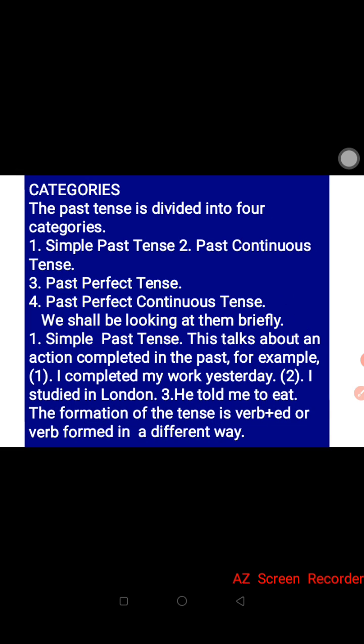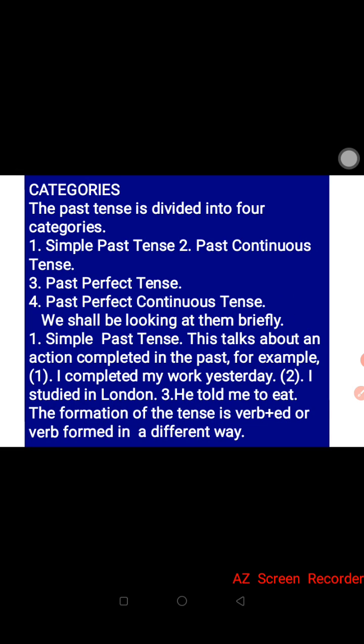Let's look at the categories of the past tense. The past tense is divided into 4 categories. 1. Simple past tense. 2. Past continuous tense. 3. Past perfect tense. 4. Past perfect continuous tense. We shall be looking at them briefly.